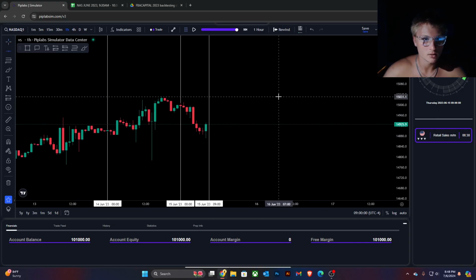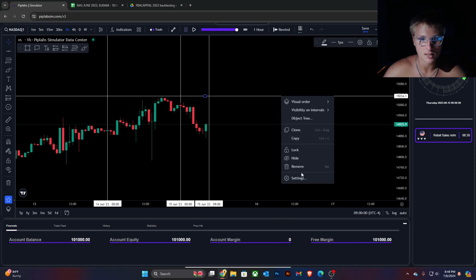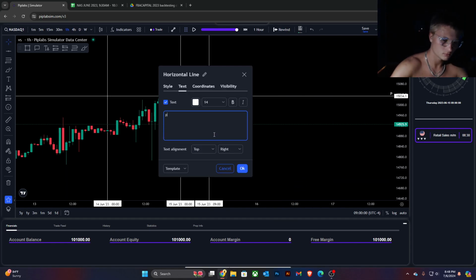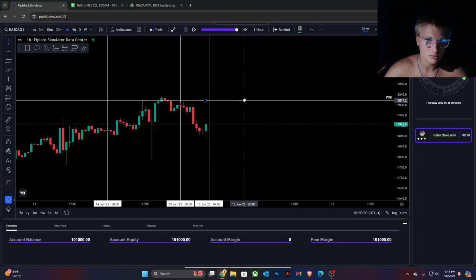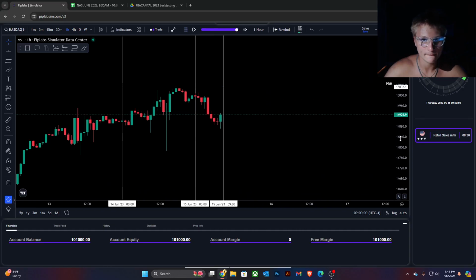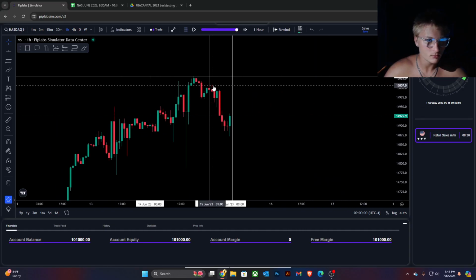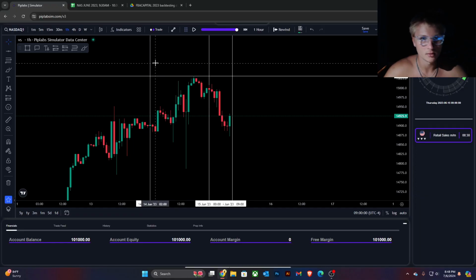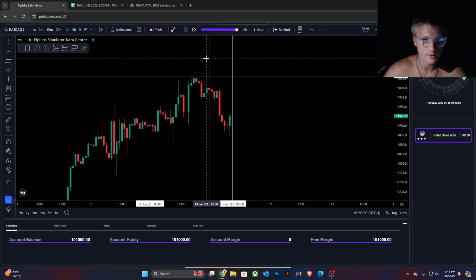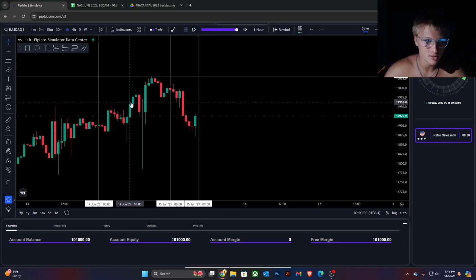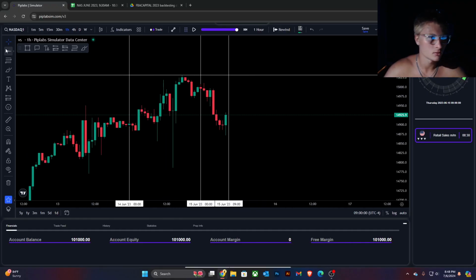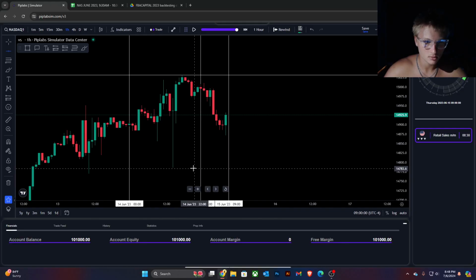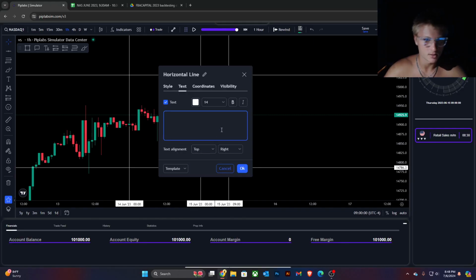So right here, I'm going to mark up previous day's highs. Previous day's highs and lows right here. And what this vertical line is dividing is basically, this is the previous day and this is the day we're on right now. But yeah, let's throw the previous day's low right here.